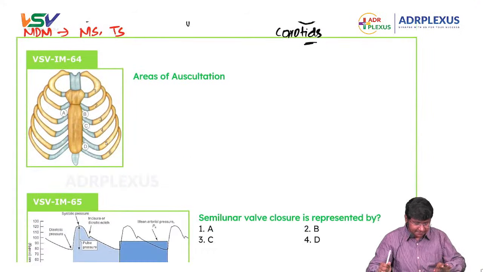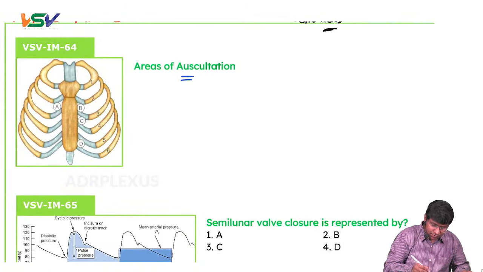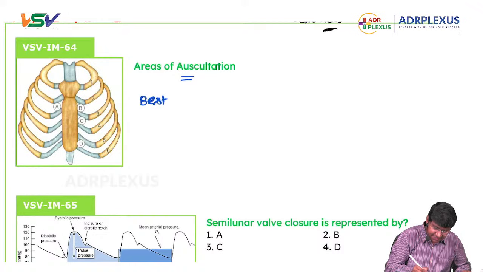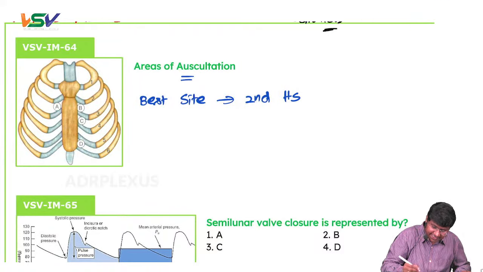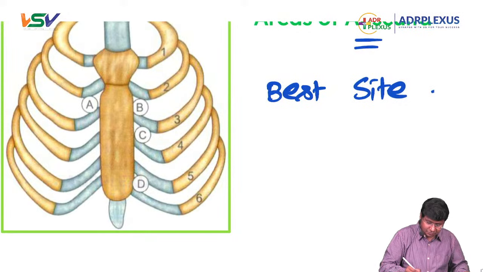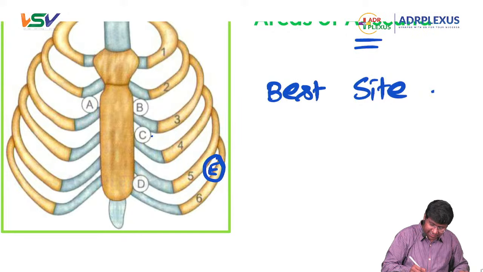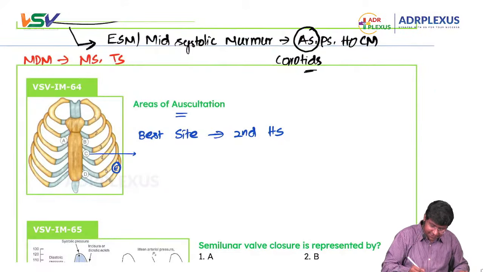Now, areas of auscultation is another important thing. So, what is the best site for auscultation of the second heart sound? Options A, B, C, D, E are the points I have given. So that is your point C. This is nothing but your Erb's point.